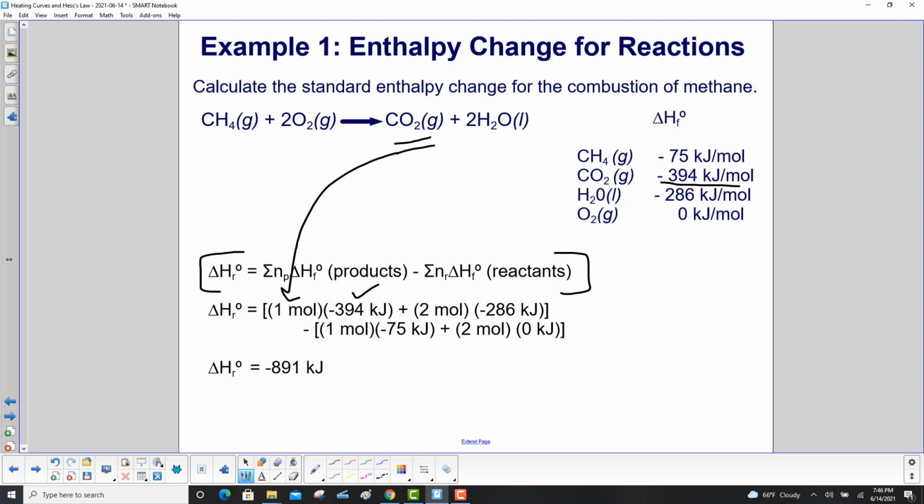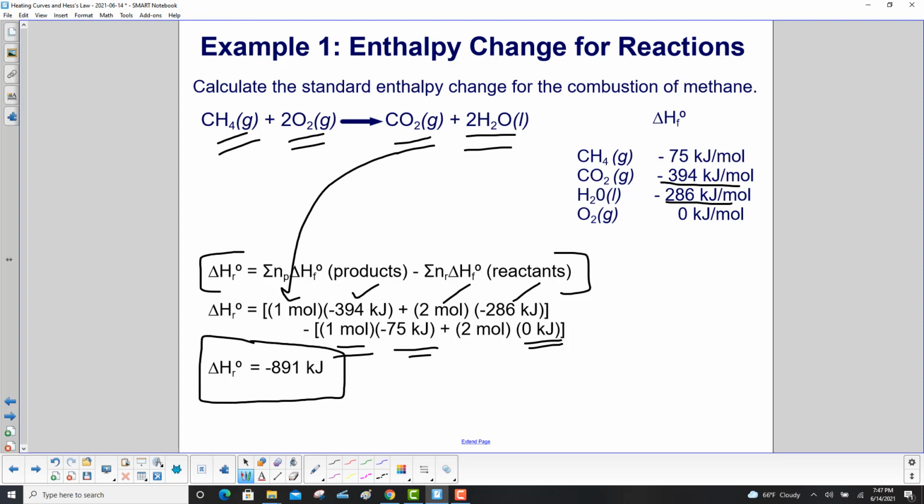Good. Then we have 2 moles of water, liquid. And that's minus 286. So there's the minus 286. There's the 2 moles. Now we subtract the reactants, and we have 1 mole of methane. Here we go, and methane is negative 75 kilojoules. And then we have 2 moles of oxygen, and the oxygen molecule is 0 kilojoules, is Delta H F naught. Do all the adding and subtracting, and we get the Delta H reaction naught of negative 891 kilojoules.